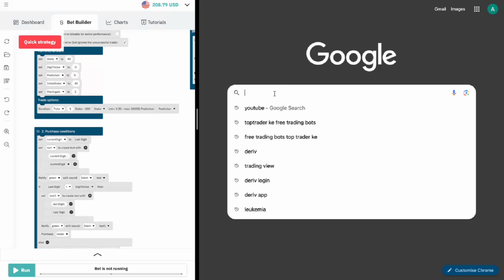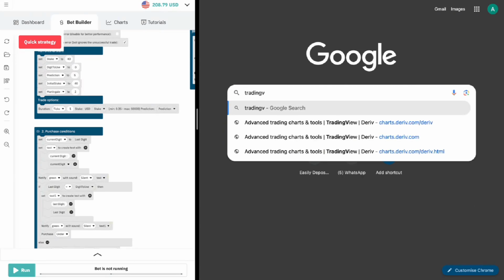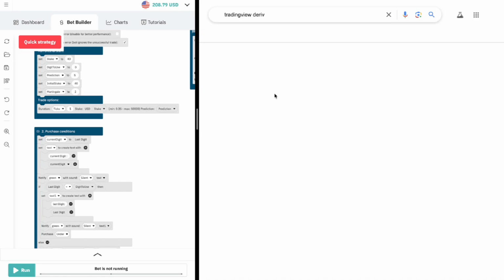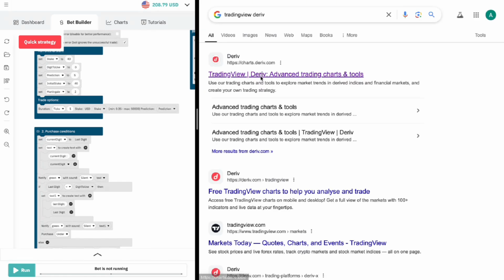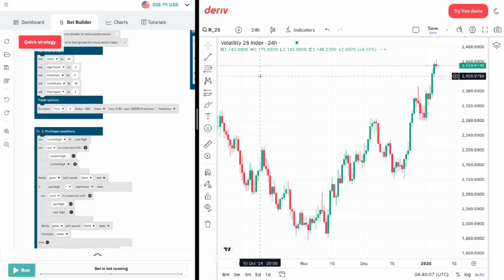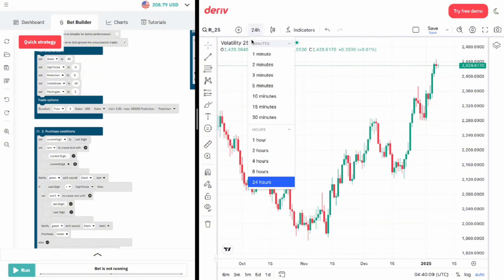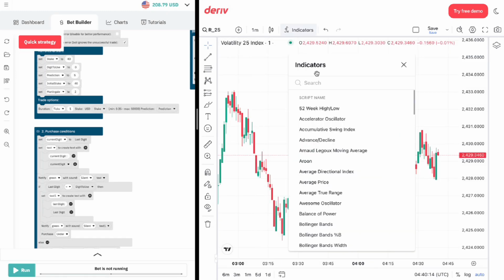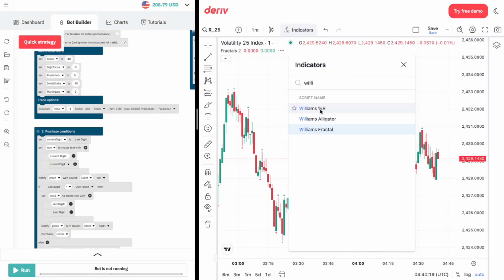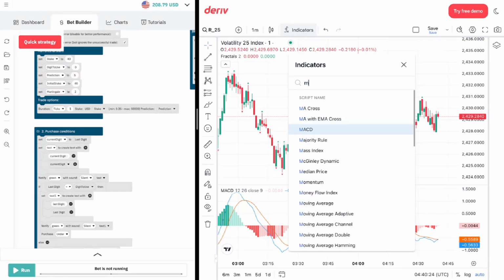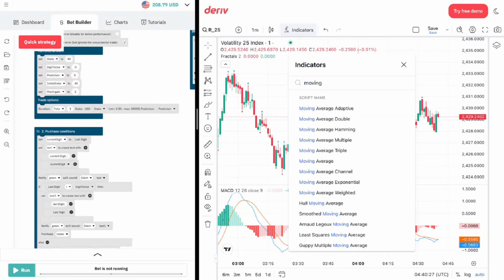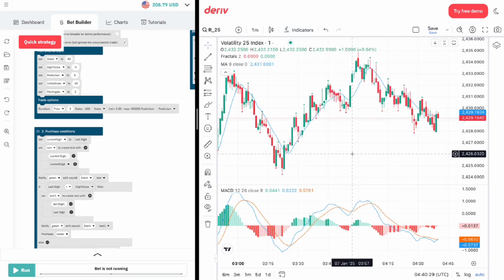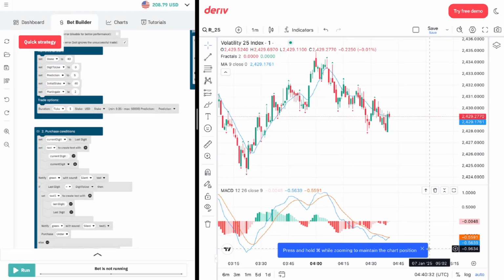So I'll come here and just search for TradingView, Deriv, this first one. Then as usual, go to 1 minute time frame, put our indicators: we need a Williams, we need a MACD, we need a moving average. And then now we just remain patient.